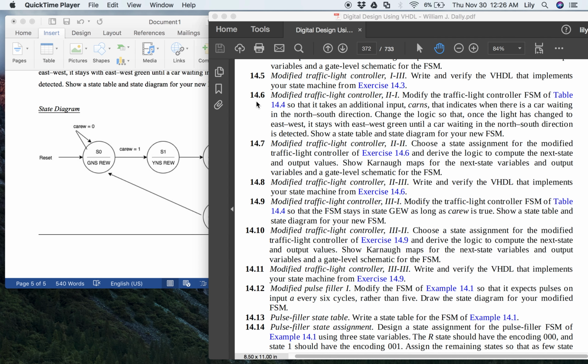For 14.6, we added an additional input, car NS, which stands for cars north-south. It's also a sensor in the north-south direction. We have also changed the logic just a little bit so that east-west stays green until a car waiting in the north-south direction is detected. We still also have a sensor for the east-west direction as well.